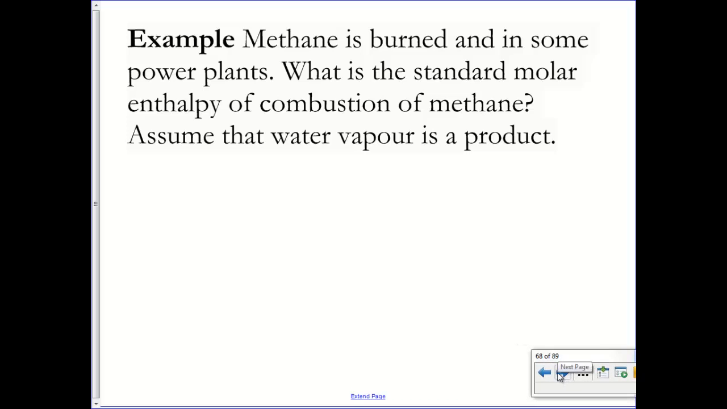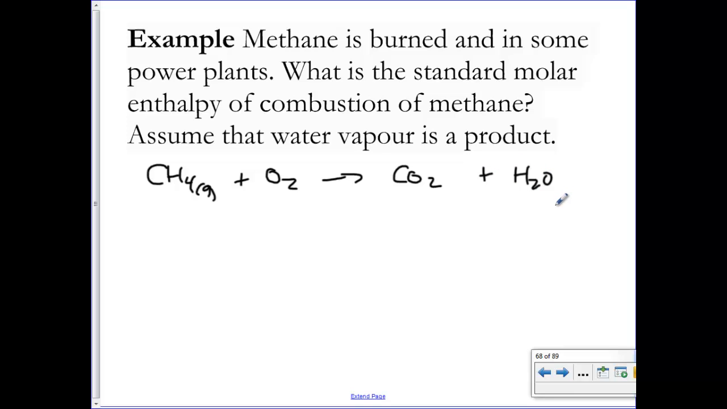Okay, so let's try a different question here. Let's not give you an equation written out. Let's write it ourselves. Methane is burnt in power plants. We want to figure out what the combustion of methane should be. So, anyone know what methane's formula is? CH4. If you combust CH4, you're adding it to oxygen. You're making CO2 and water.